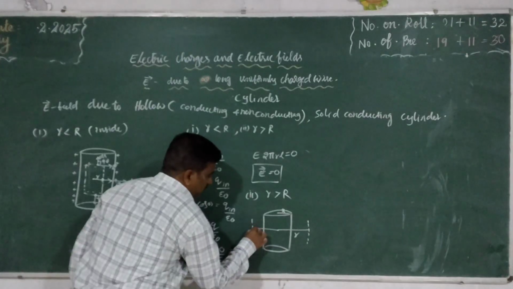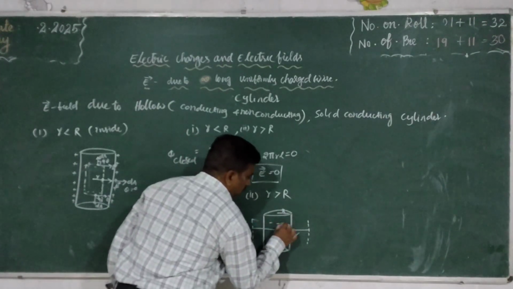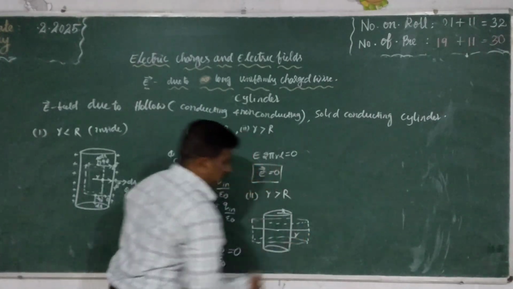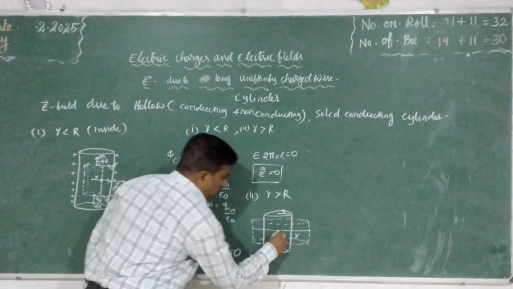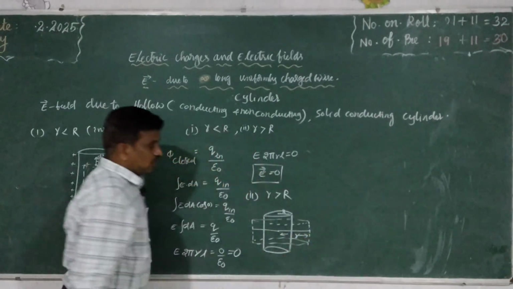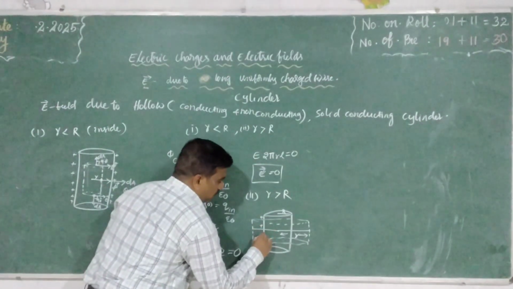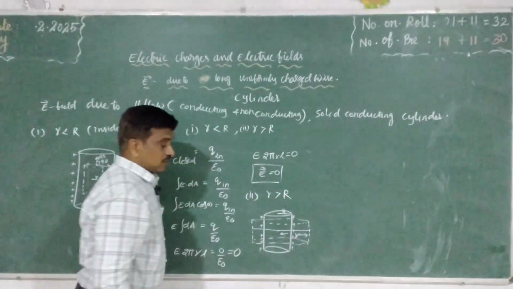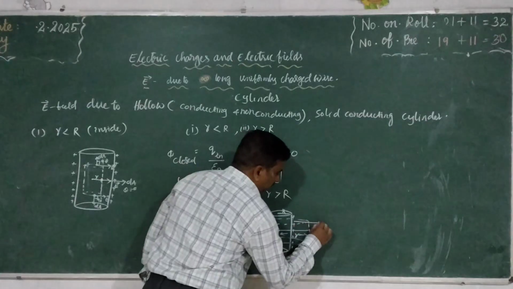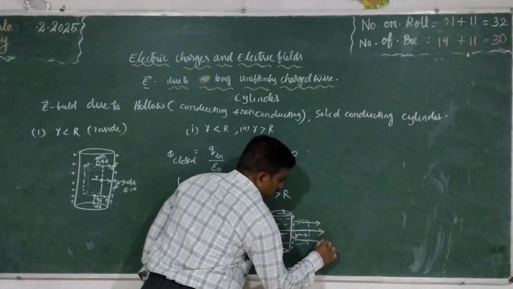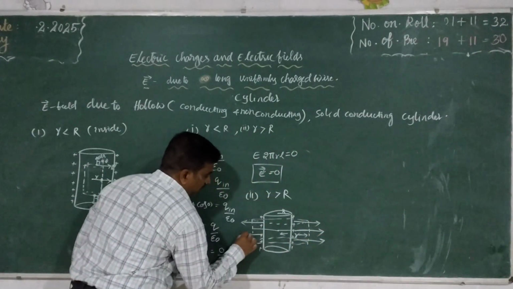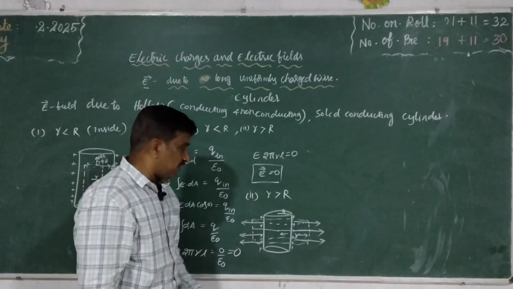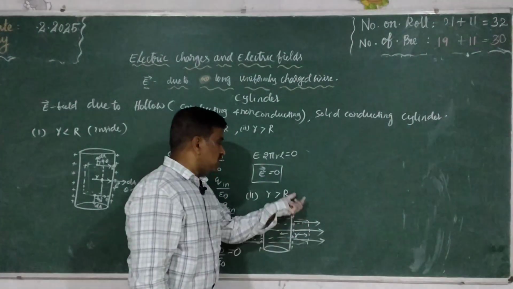It's not for this one. The cylinder is the Gaussian surface. We can draw the Gaussian surface here, for all distances from the center. Due to the hollow cylinder, charge resides on the surface of the cylinder. So due to this charge, what happens? These are the electric field lines, radially outwards. In this case also we have three surfaces: this is one, this is one, this is one.